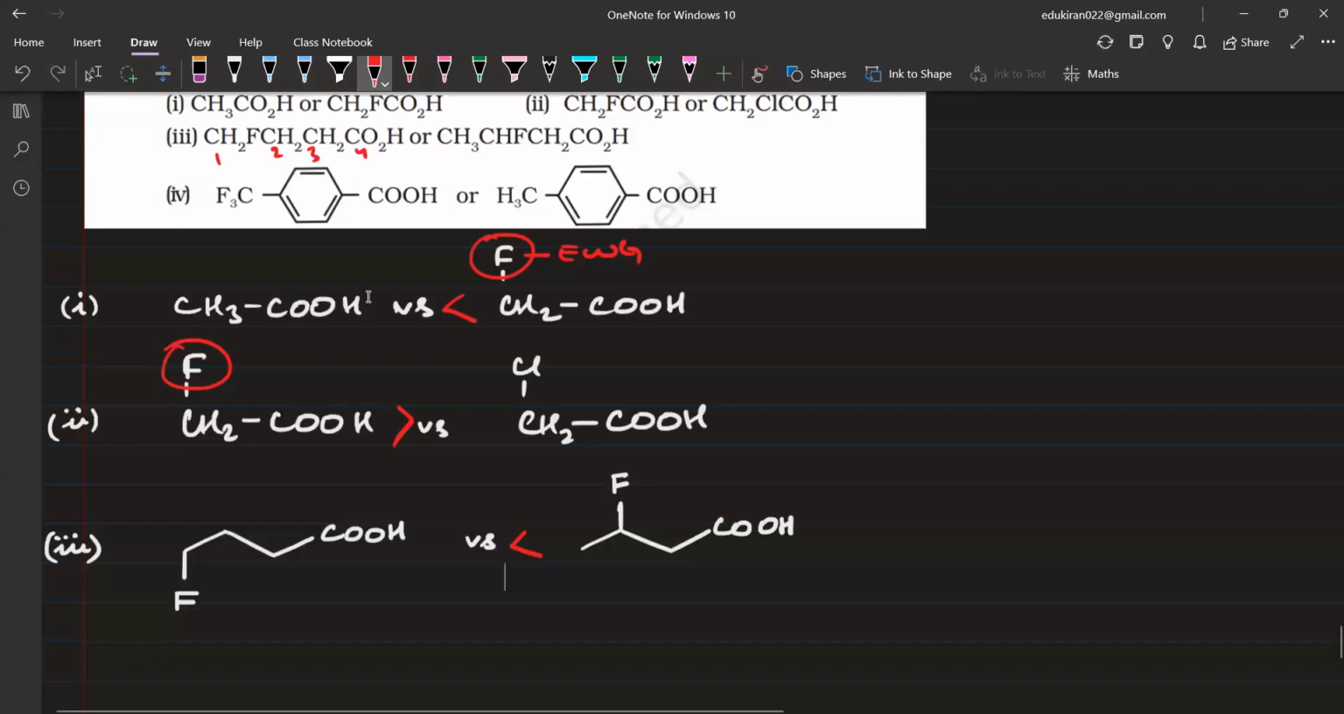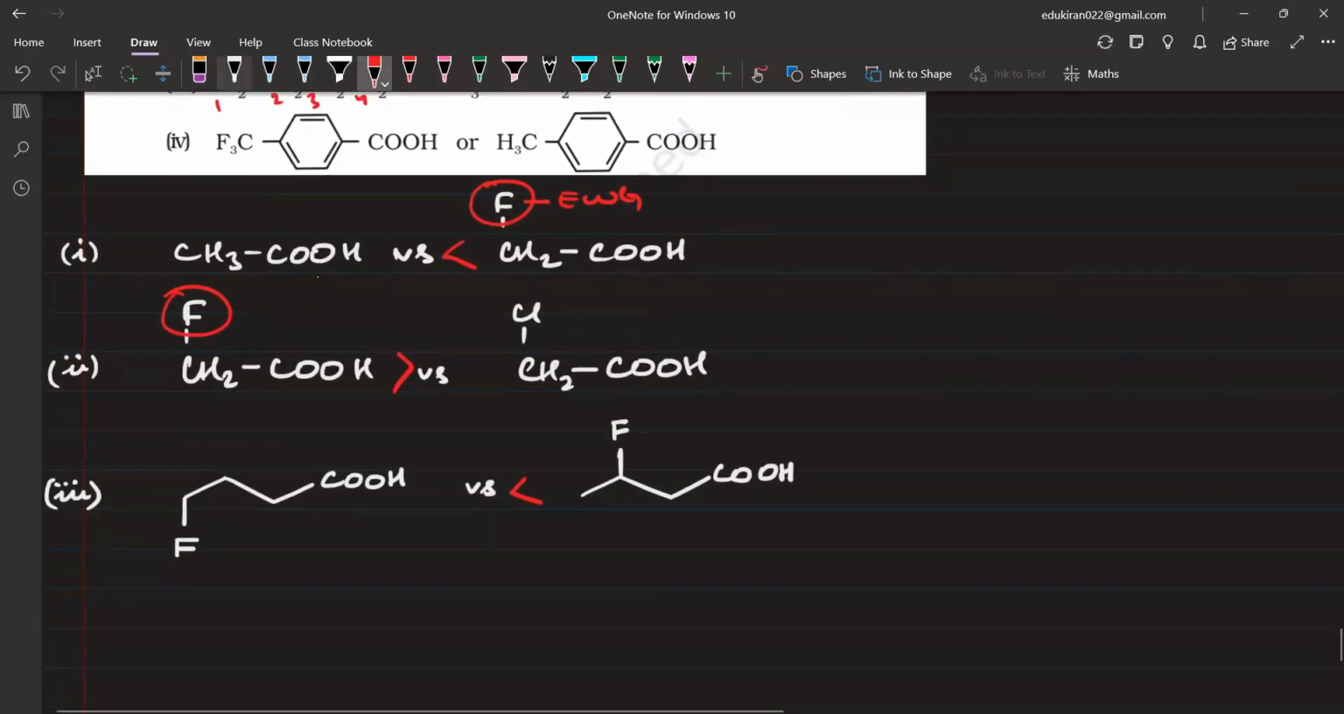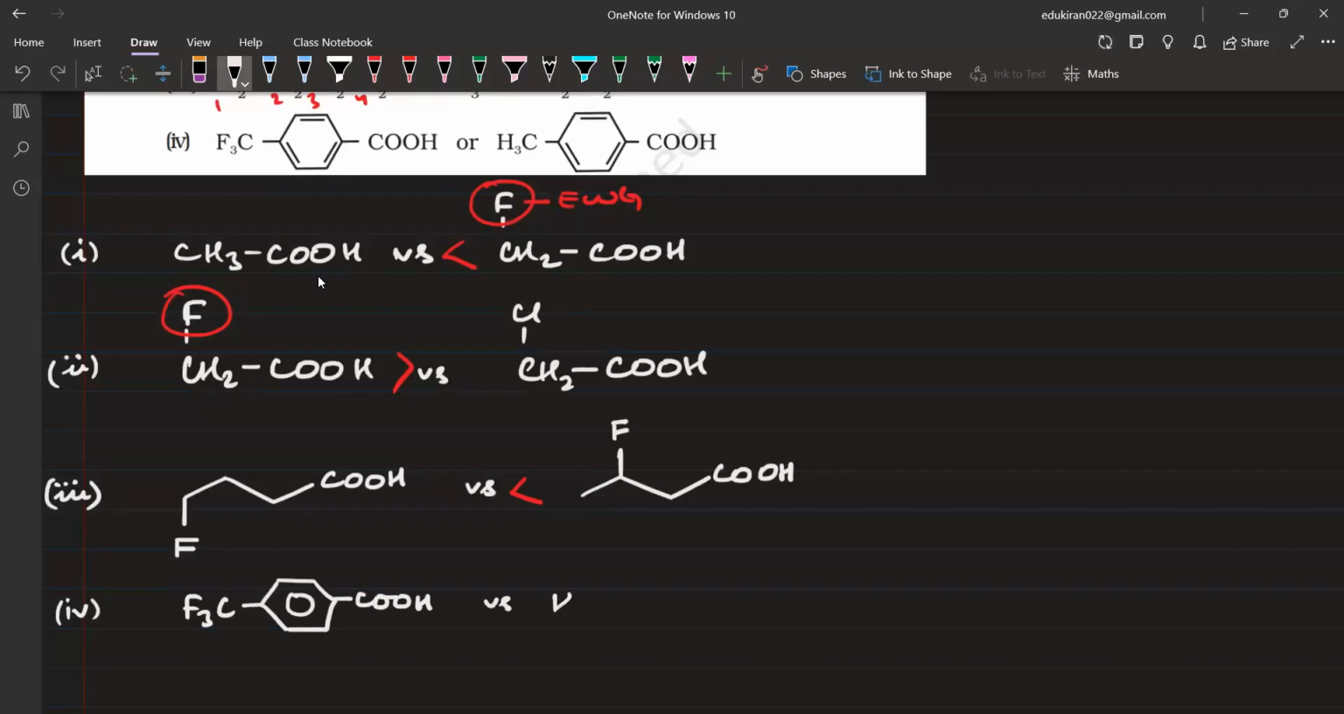And the last case is again a simpler case, the fourth one. We have CF3 bonded with a benzene ring having a carboxylic acid group, versus we have CH3 bonded to a benzene ring and then a carboxylic acid group. Obviously here the CF3 is an electron withdrawing group. That is why it will have more acidic strength.